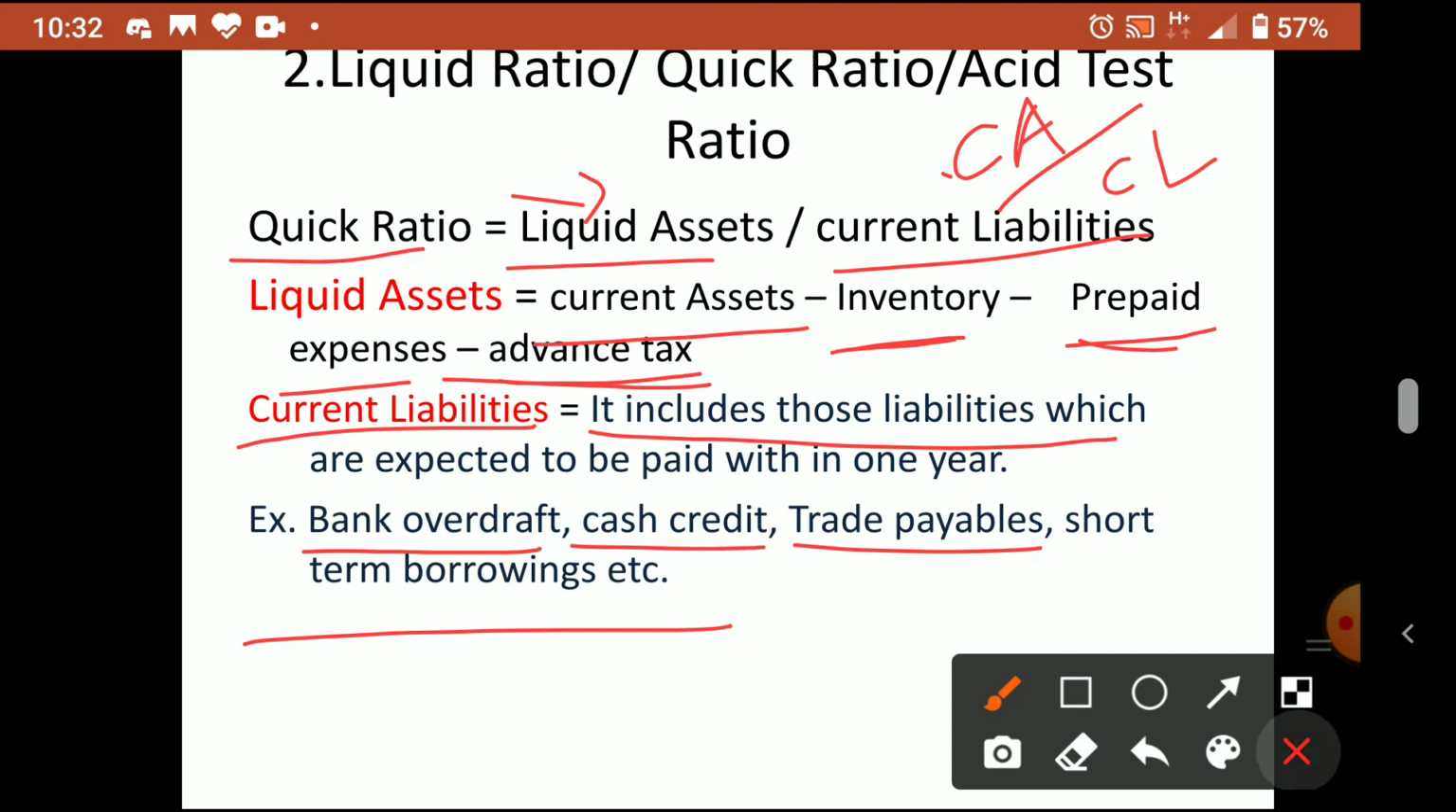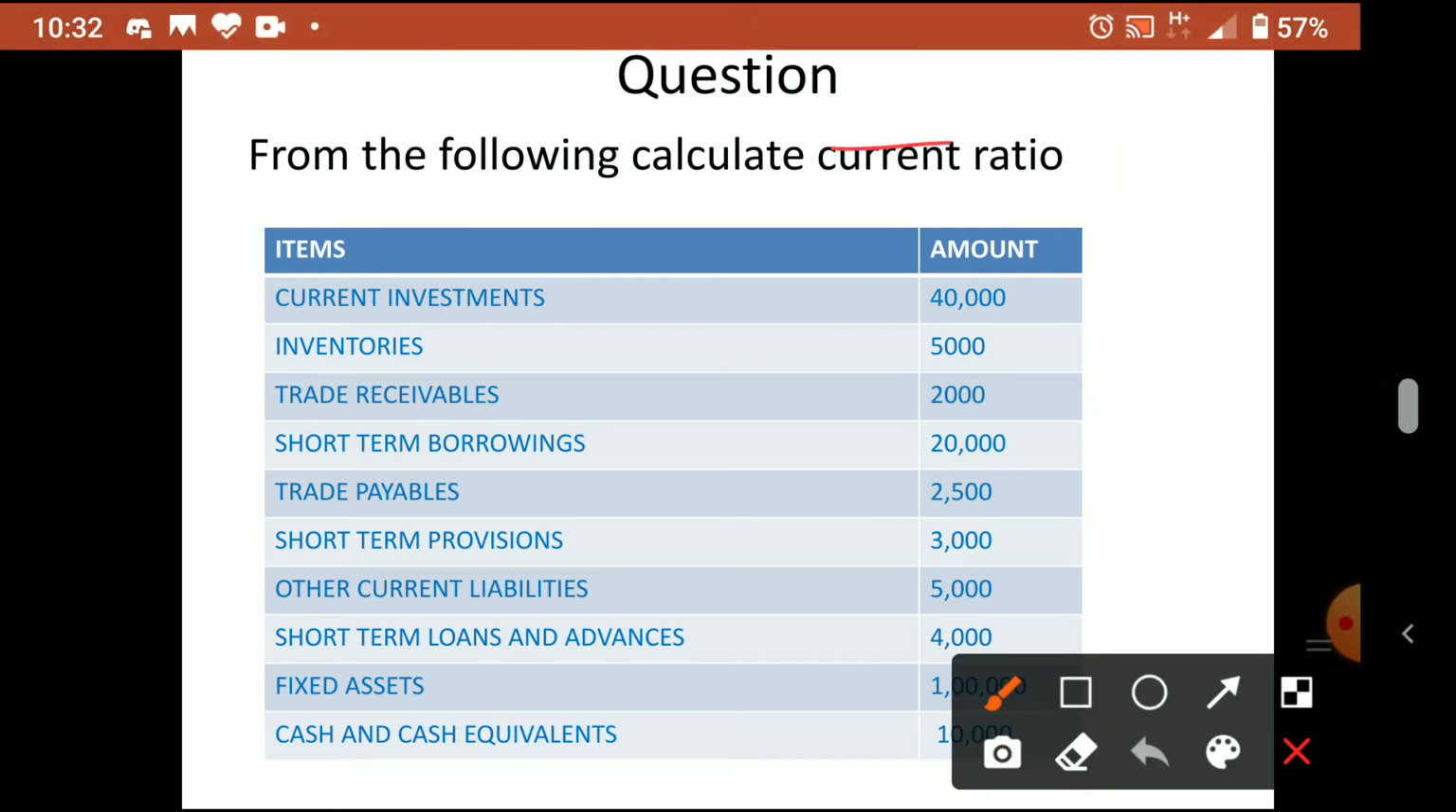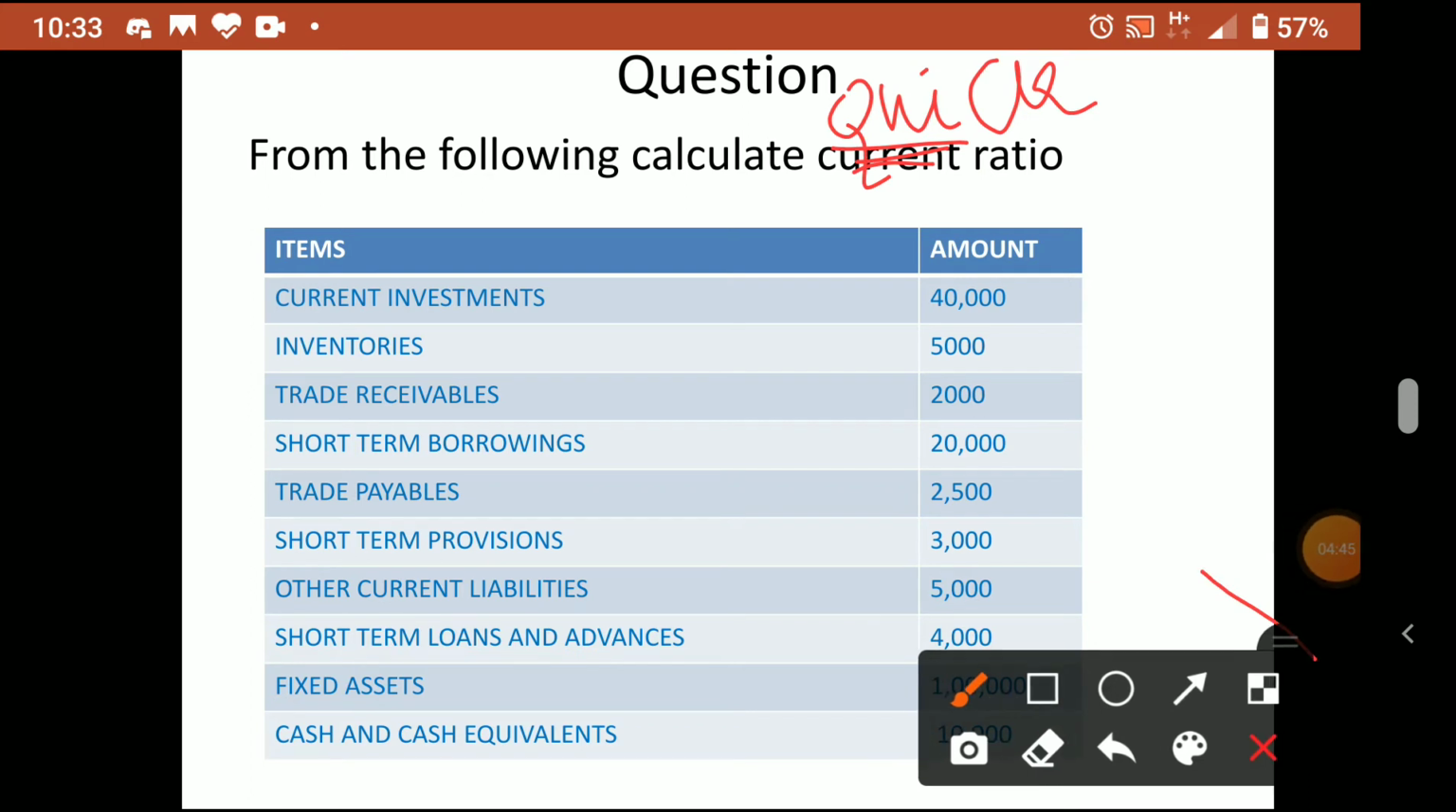Now we'll discuss a question. This is the same question we discussed for the calculation of current ratio. Here we can use it for the calculation of quick ratio or liquid ratio. So what we have to do, you have to calculate current assets total and current liabilities total. From current assets you minus inventory, prepaid expense or advance tax, whatever is there in the question.